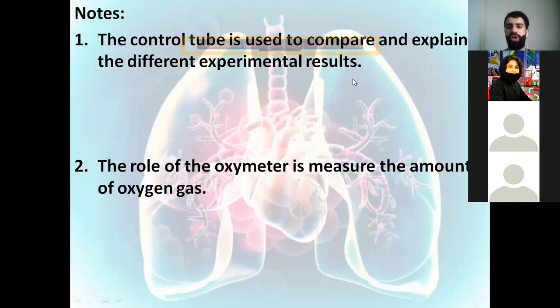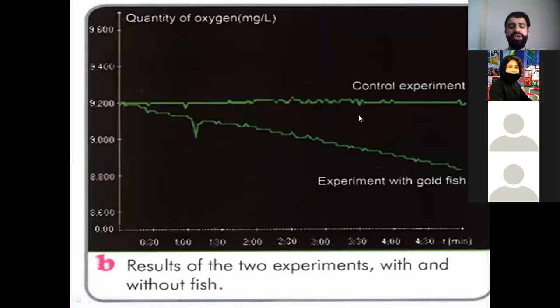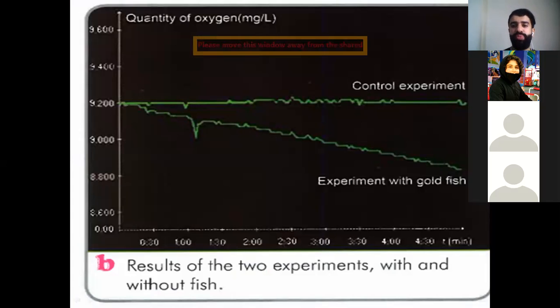So the role of the oximeter is to measure the amount of oxygen gas. This is the role of the oximeter and the role of the control experiment. Okay, let's move now to talk about this graph. This graph is showing the variation of the quantity of oxygen gas in milligram per liter as a function of time in minutes.